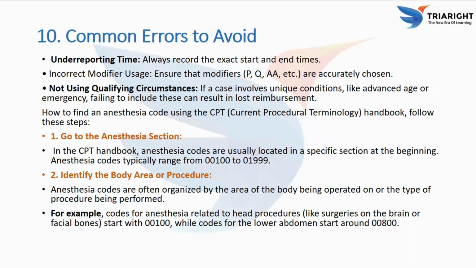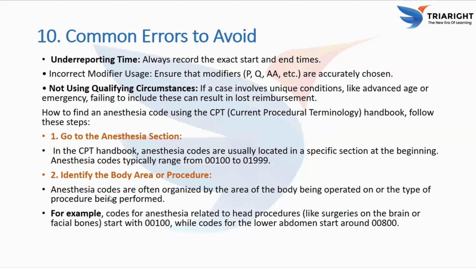So how to find an anesthesia code in the CPT code book? Step 1 is you have to go to the anesthesia section. Anesthesia codes are located at the beginning of the CPT code book. The code range is 00100 to 01999. Anesthesia is always a separate section which is not mixed with the surgery sections.